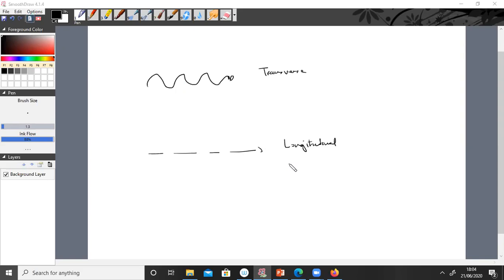Longitudinal waves have like parallel vibrations? Oh, yes. And transverse waves have perpendicular vibrations. Beautiful answer, beautiful answer.